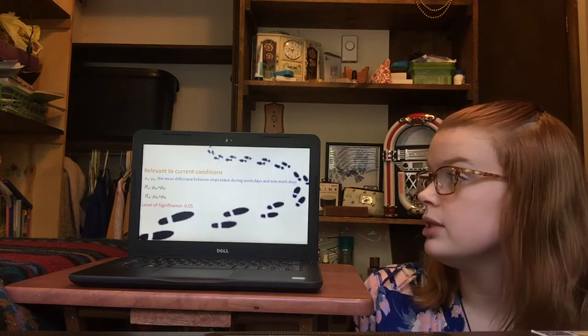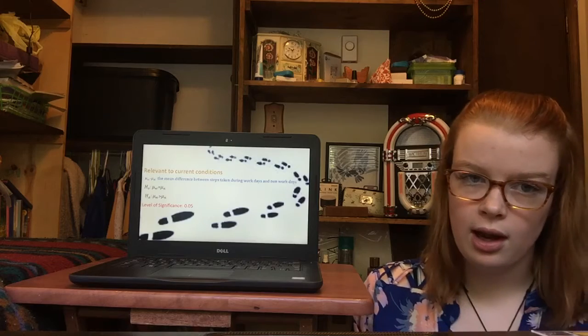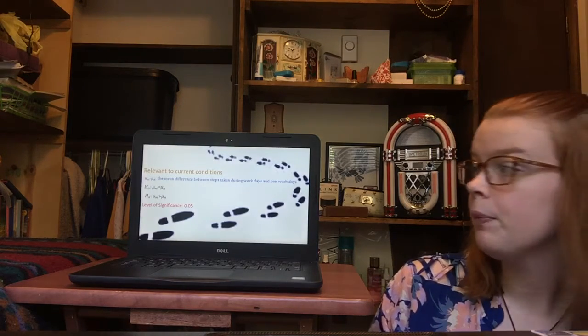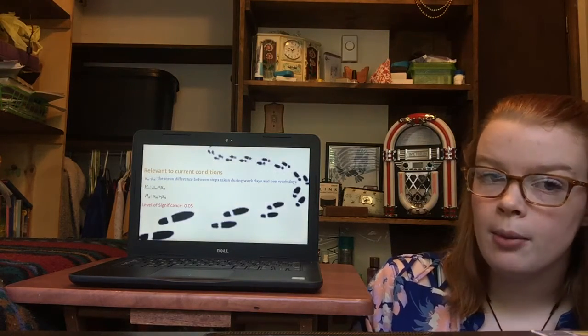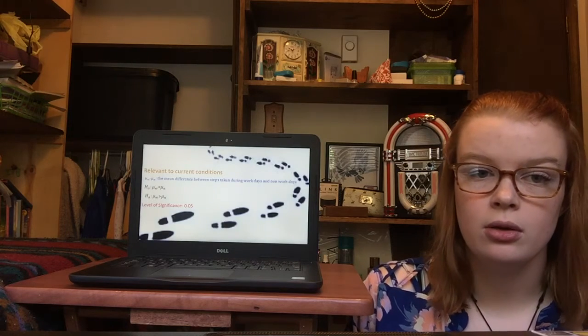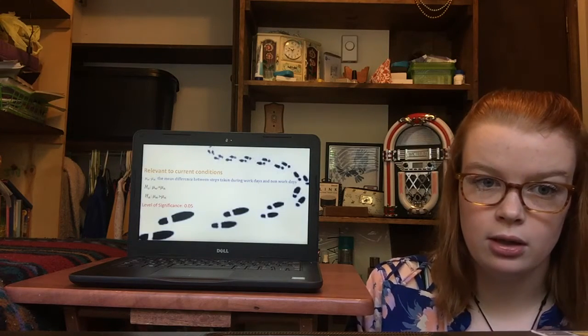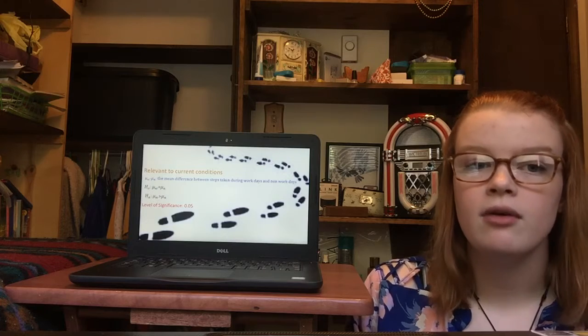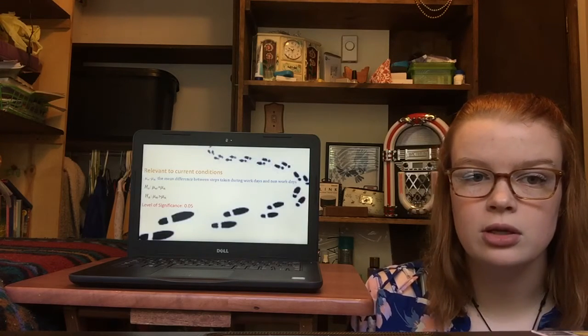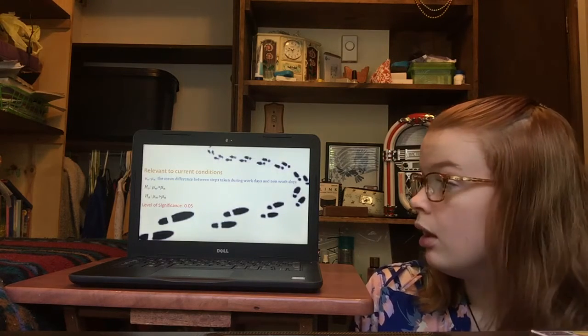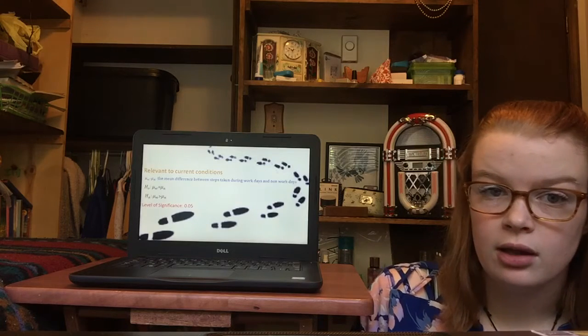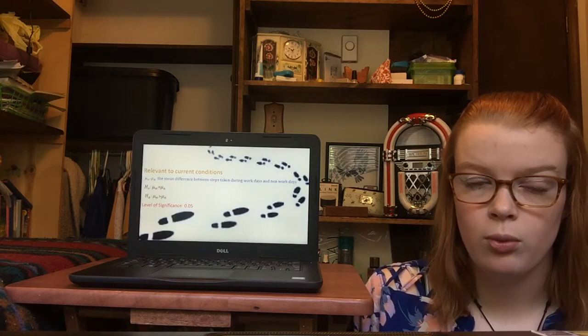My parameter of interest is going to be mu sub w minus mu sub n, which is the mean difference between steps taken during a working day and a non-working day for me. My null hypothesis is mu sub w is equal to mu sub n, and my alternative hypothesis is mu sub w is greater than mu sub n. And I will be working with a level of significance of 0.05.